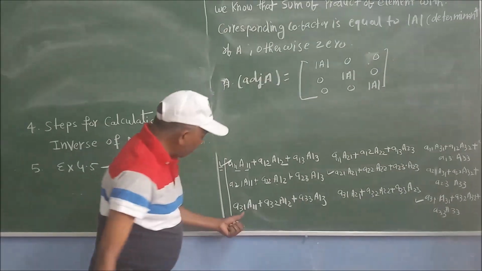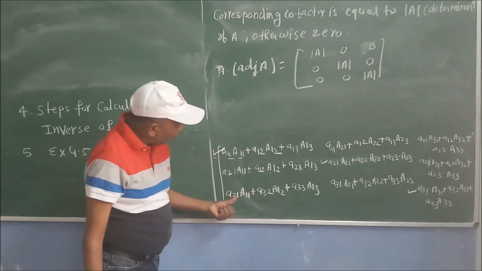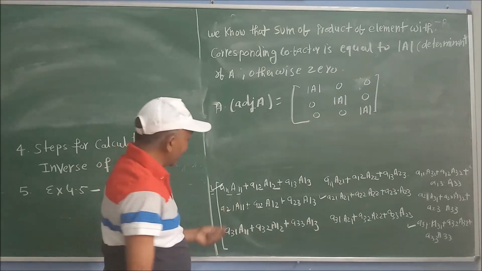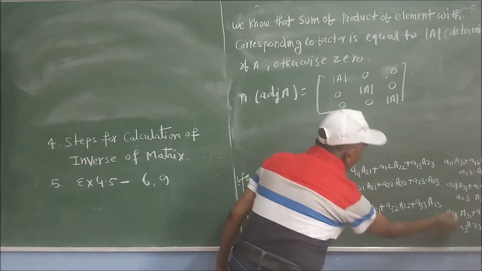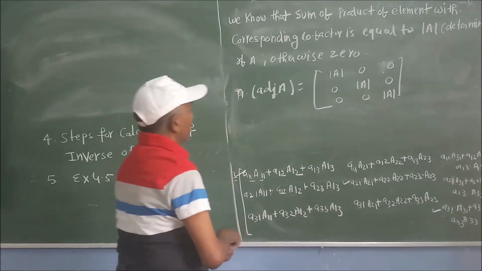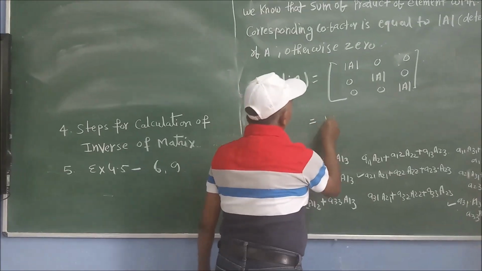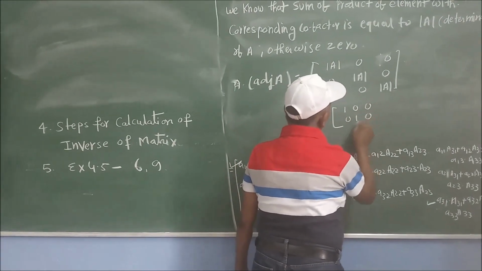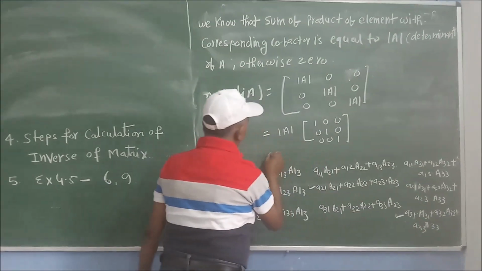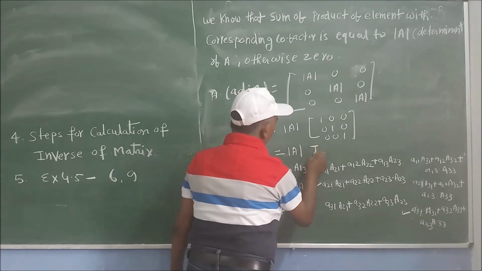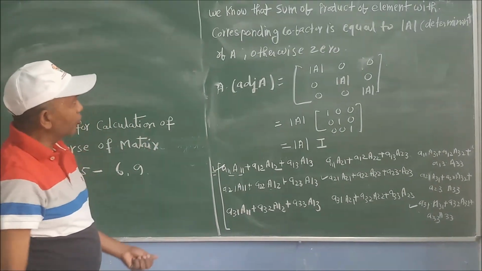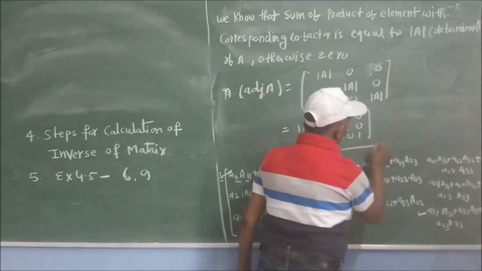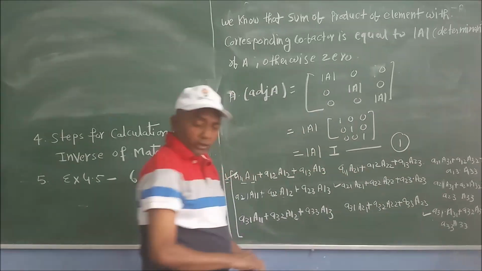Once again check. Here both are different. So if coefficients of element and cofactor both are different, its value will be 0. And if same, this is same, this is same, and these are same, so this will equal determinant of A. So this can be written as determinant of A into 1 0 0, 0 1 0, 0 0 1. So it is equal to determinant of A into I. So here we have to prove in the theorem that A into adjoint A is equal to determinant of A into I. Let it be equation number 1.